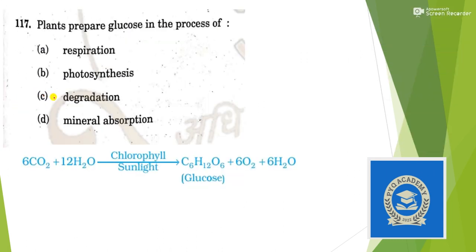Next, plants prepare glucose in the process of, again an easy question, answer option B, photosynthesis. Next, the disease rickets develops in children due to deficiency of, option B, vitamin D. Again a very easy question.